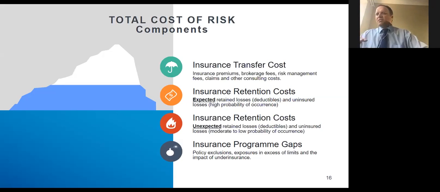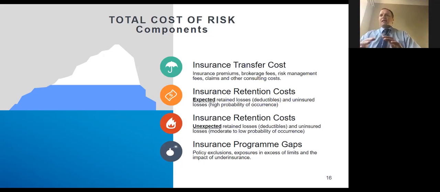This now takes us to the first portion underneath the water, which is still your retained costs, but those classified as unexpected. These costs will be as a result of an event with a low probability of occurrence. Lastly, we have those costs that lie well hidden beneath the surface and can unexpectedly cause significant damage to your business. I refer to these as insurance program gaps. These are the areas of risk which you thought you had covered or you transferred, but when a claim occurred, it gets excluded by some sort of smart policy wording or a level of underinsurance.